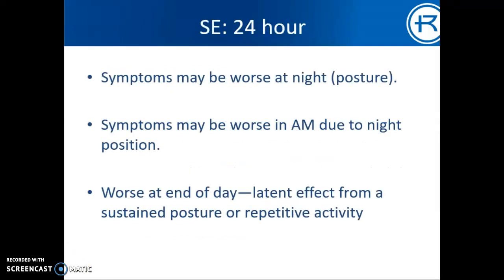The 24-hour pattern of someone with increased neural sensitivity is they oftentimes are worse at night, and so a lot of that has to do with posture. The symptoms may be worse in the morning due to the night position, and they may be worse at the end of the day, just that latent effect from sustained posture, repetitive activity.